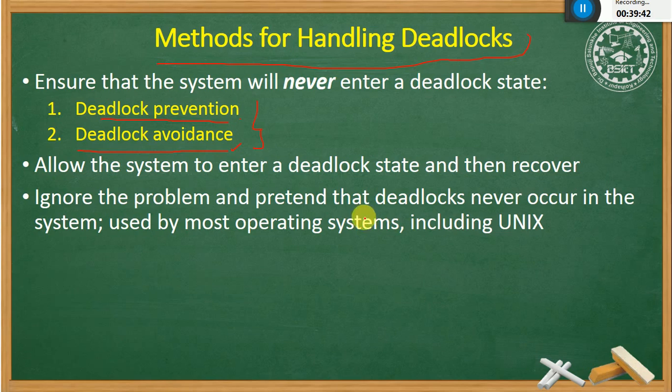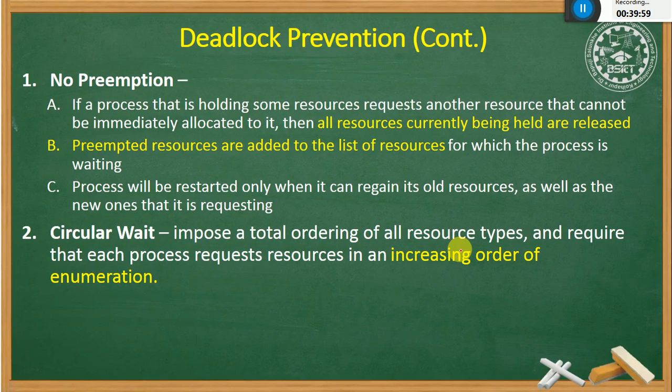Okay sir, deadlock never occurs in the system if you have prevention. Most systems, including the Unix operating system, have this type of phenomena of deadlock prevention and avoidance.